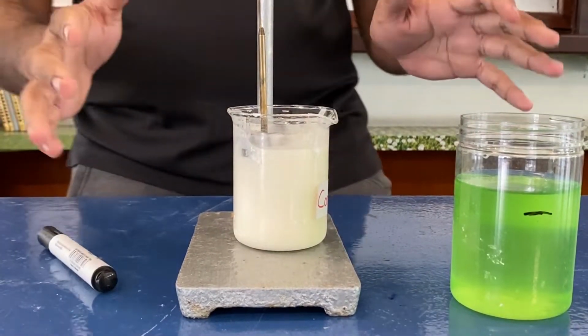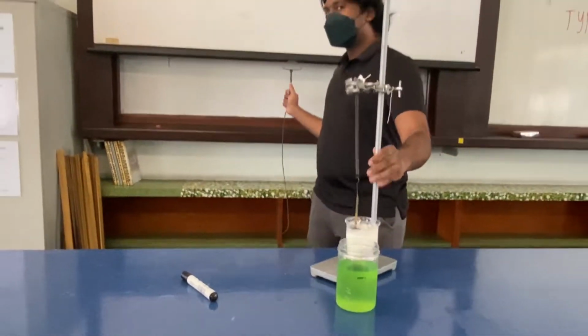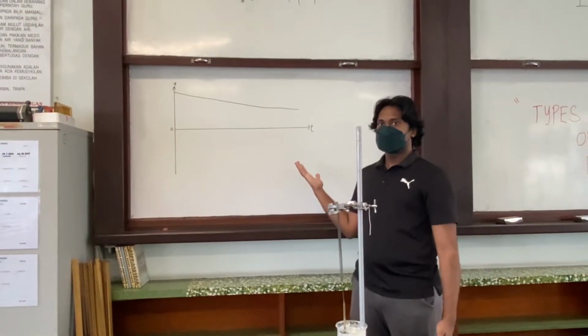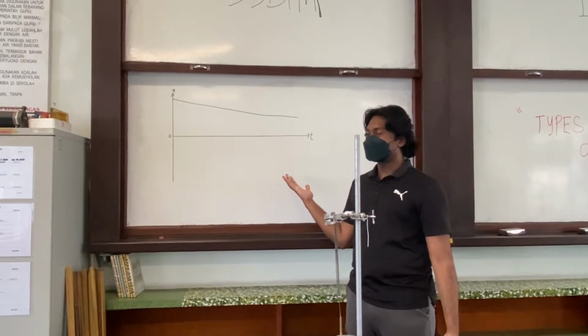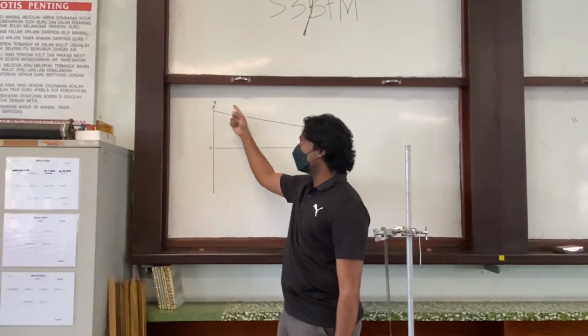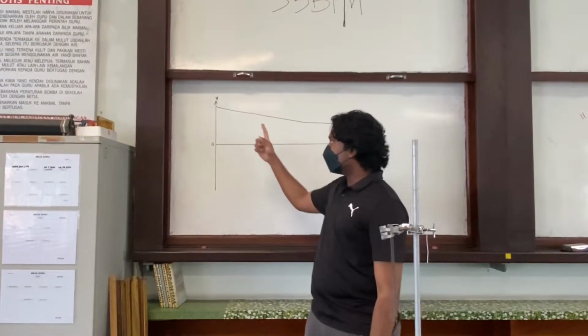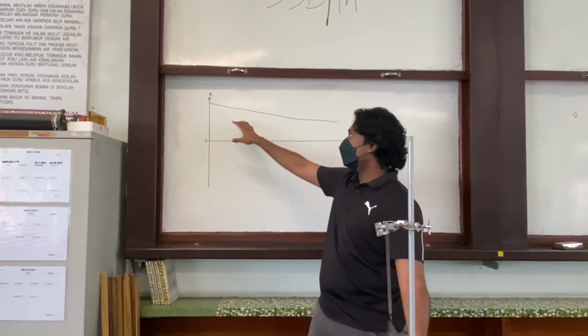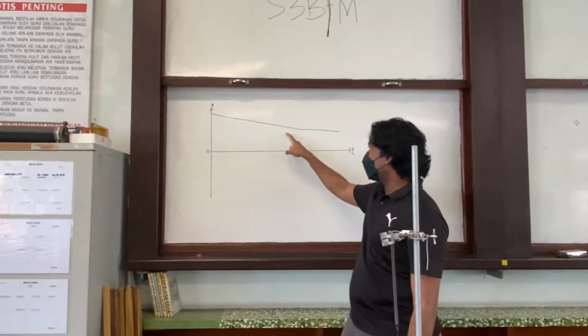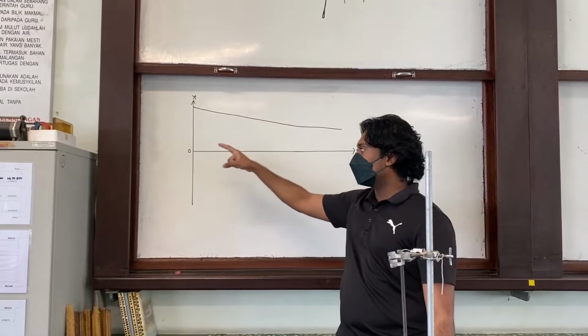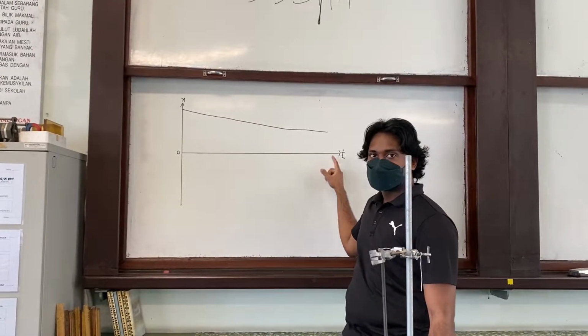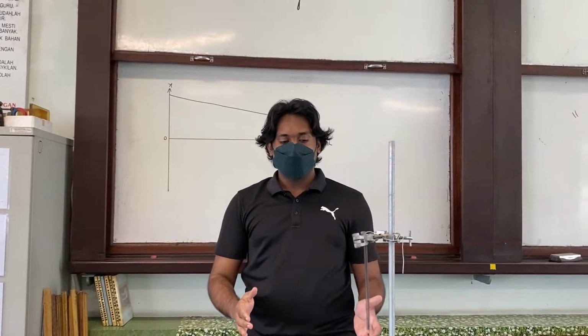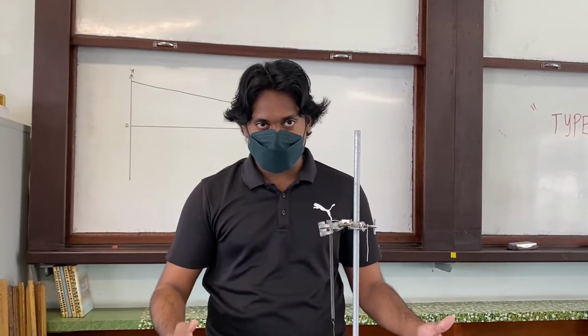To further illustrate, here we have the graph of an overdamped system. This is the displacement-time graph for an overdamped system. When you insert the system into a heavily damped liquid, you can see that it takes a very long time for the displacement to reach its equilibrium position at 0. So, this is how heavy damping works, also known as overdamping.